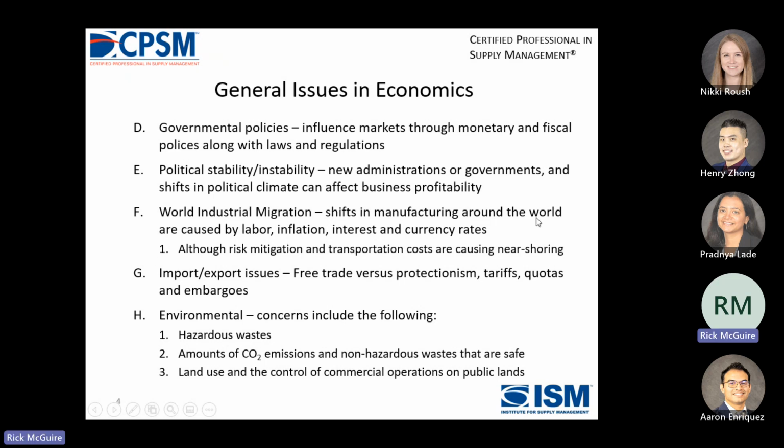World industrial migration. So there are certain industries that chase the cheap labor rates, textiles for one. Import and export issues. These have been in the news lately: tariffs, quotas, embargoes, and environmental concerns, hazardous waste, CO2 emissions, land use and control of commercial operations, etc.